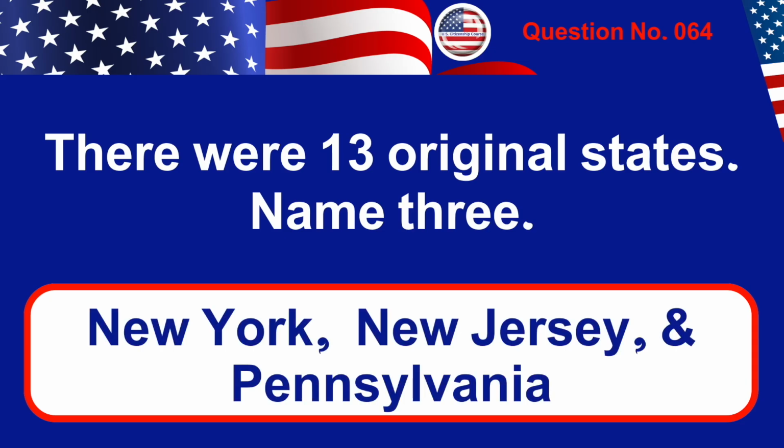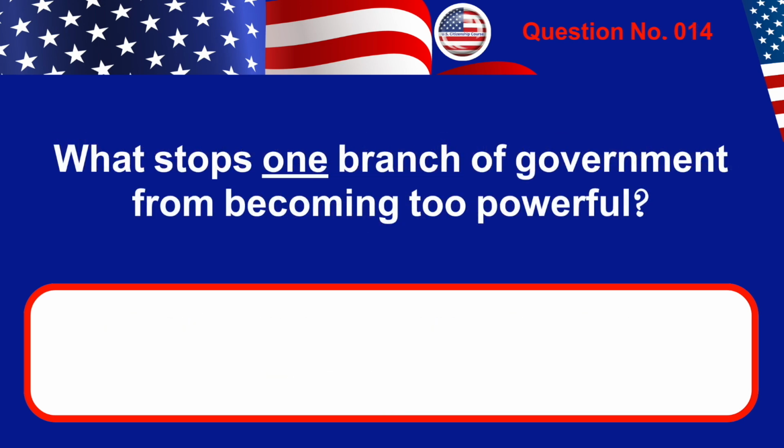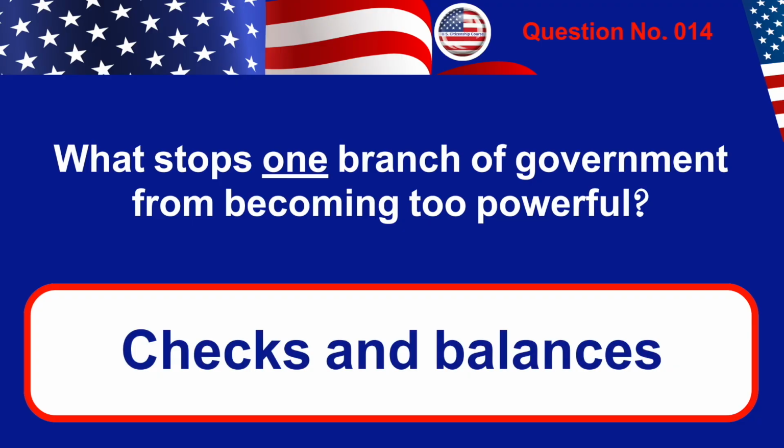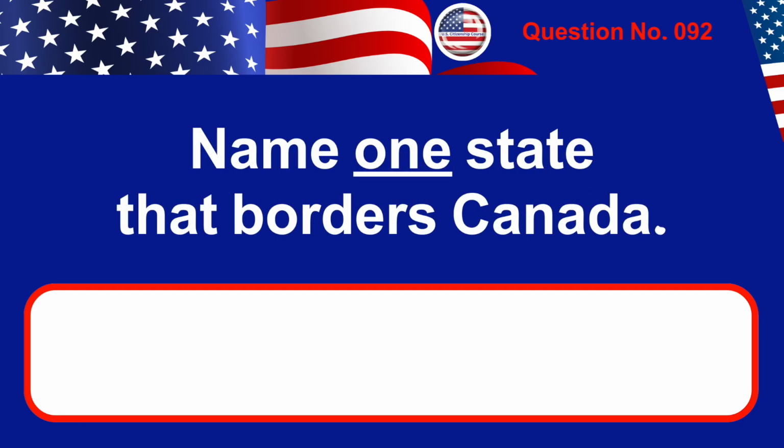New York, New Jersey, and Pennsylvania. What stops one branch of government from becoming too powerful? Checks and balances. Name one state that borders Canada. New York.